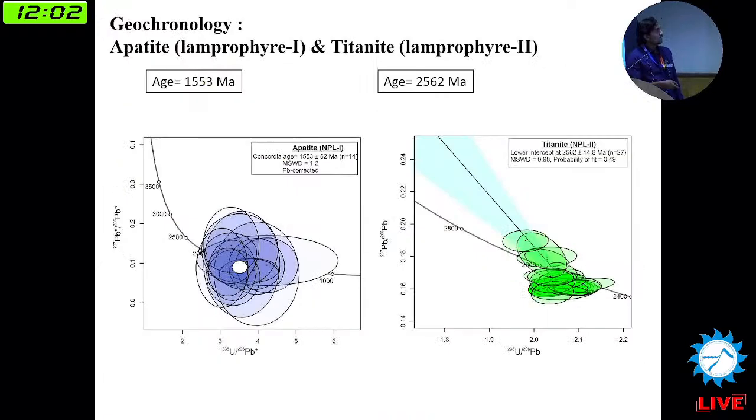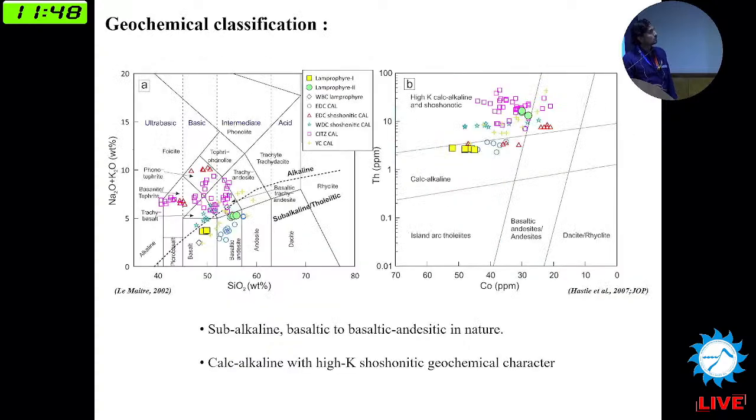We have dated our lamprophyre, apatite for lamprophyre 1 and titanite for lamprophyre 2, and we found a 1.5 billion year age for lamprophyre 1 and a 2.5 billion year age for lamprophyre 2. Geochemically, both lamprophyres are subalkaline, and they show basaltic to basaltic andesitic nature. They belong to the calc-alkaline to high potassium shoshonitic character.